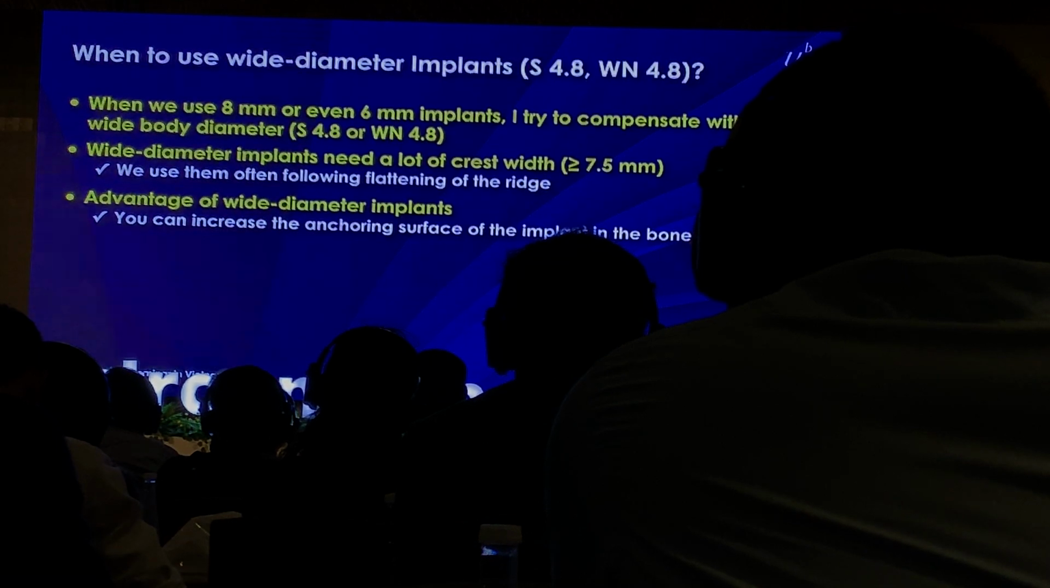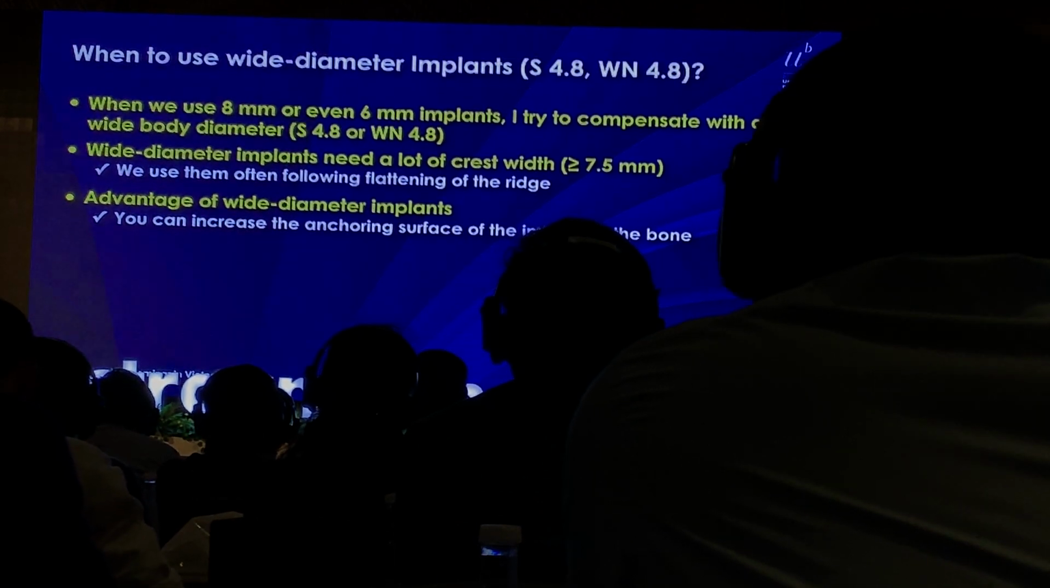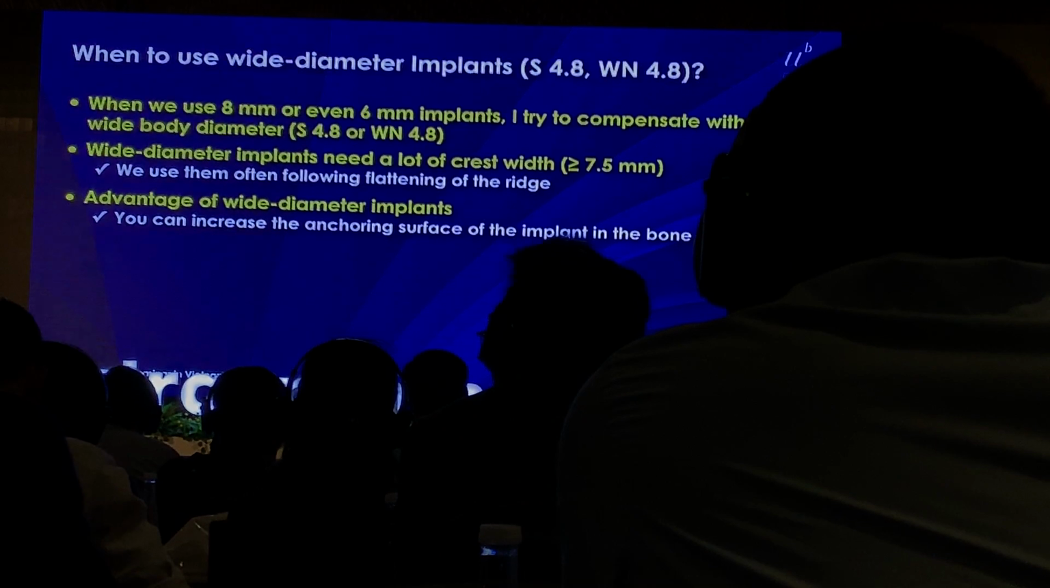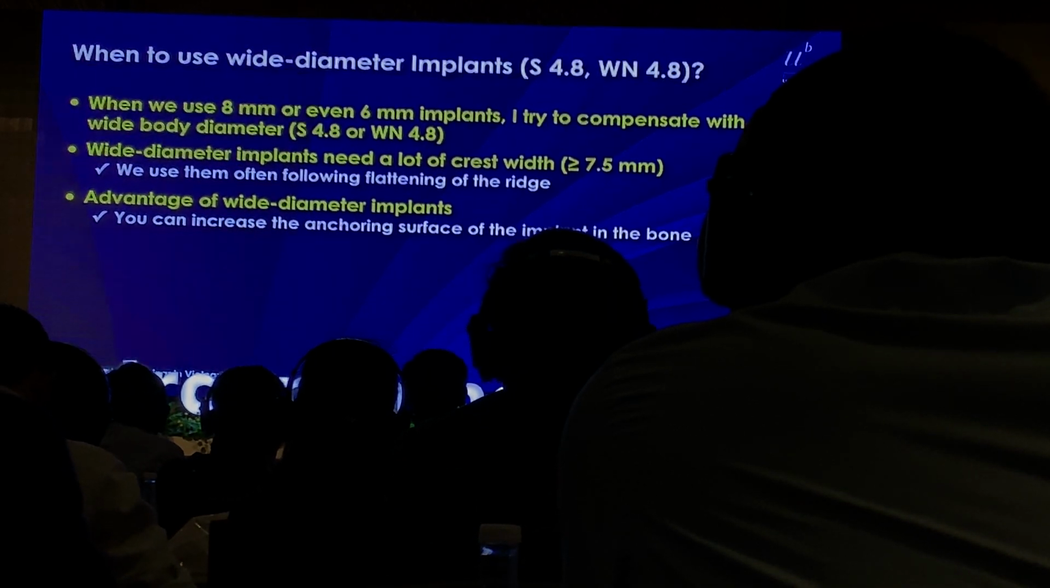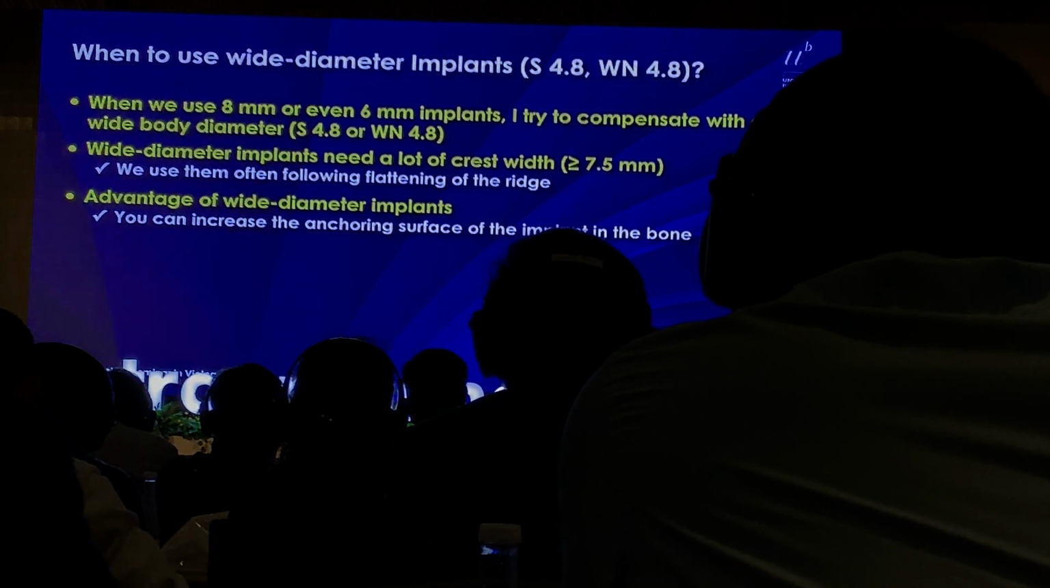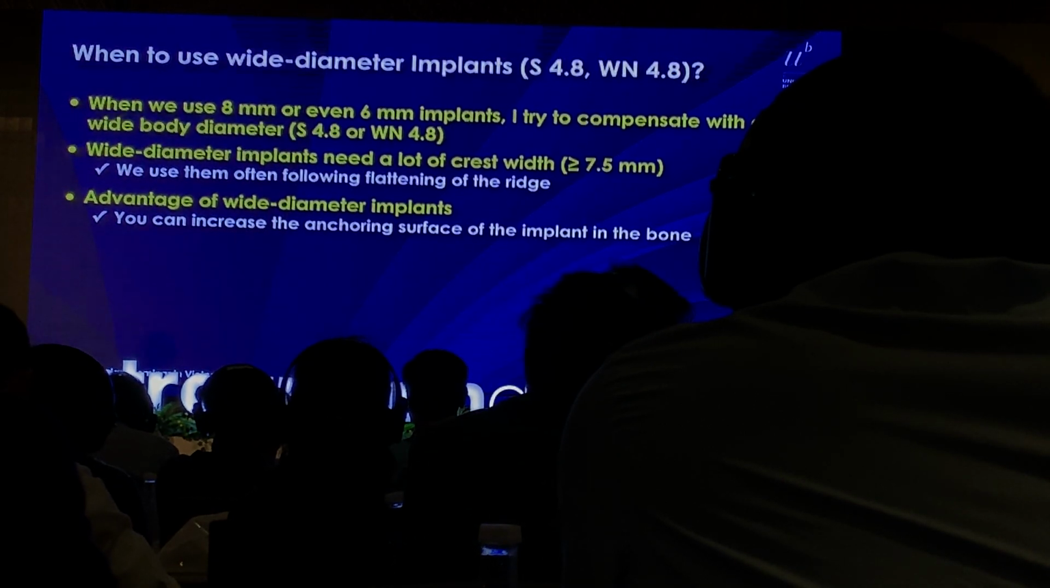And then the question is, can I use a wider diameter implant? So wide diameter short implants compensate for the anchoring surface. When you have a standard diameter of 10-12 millimeters, that's no problem. But when you go to short 8 or 6 millimeter, often you can compensate with the diameter. Then I always compensate for it. That's very important. For that you need a lot of bone crest.